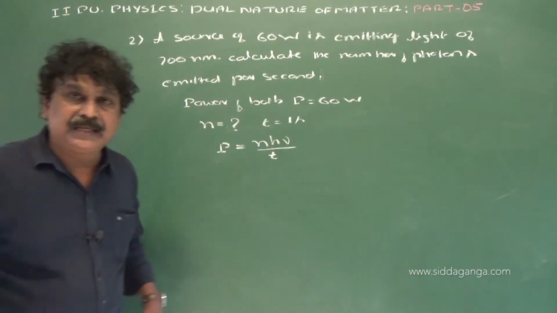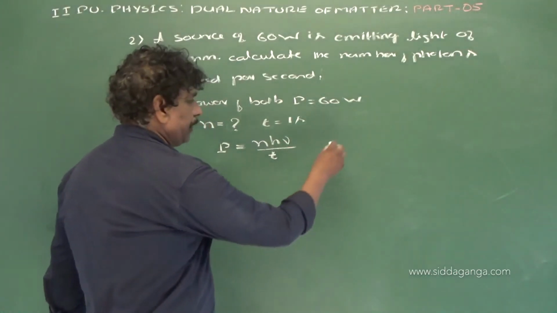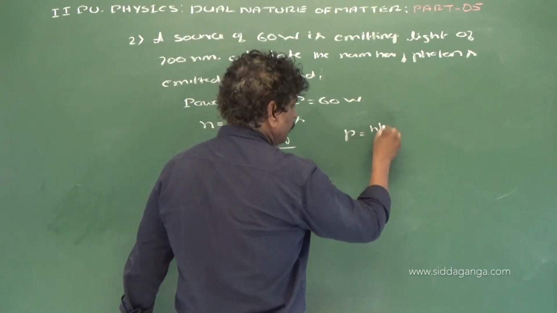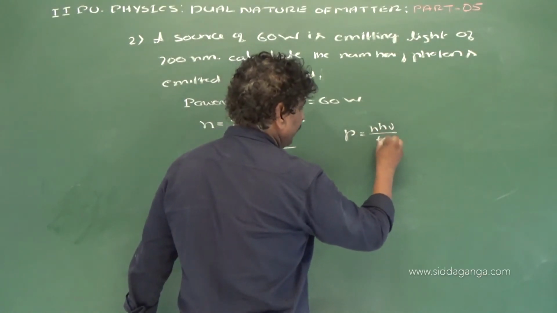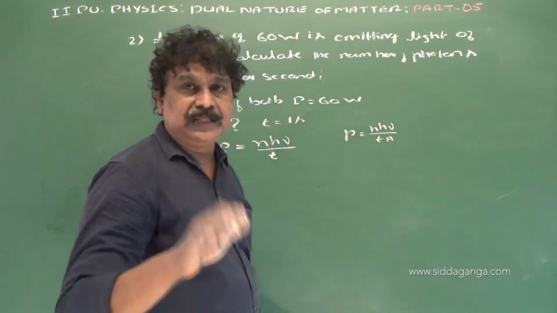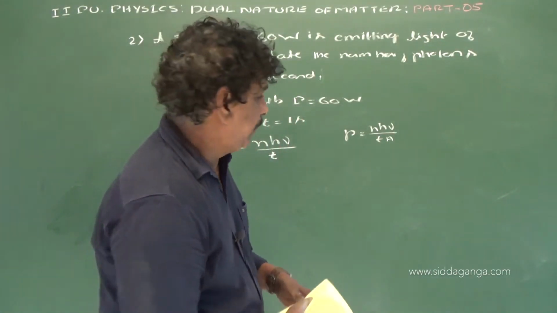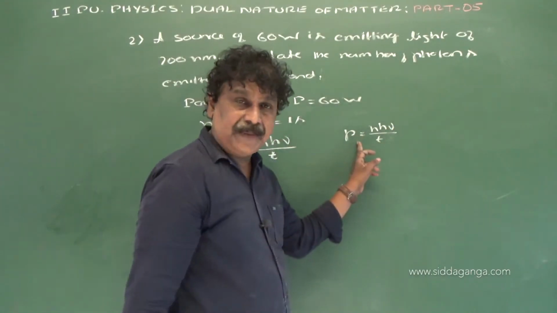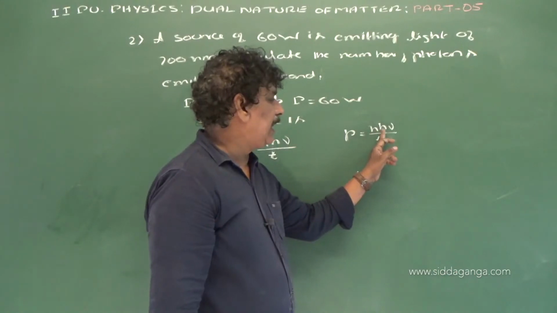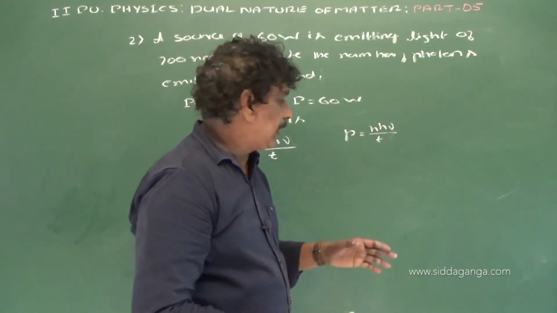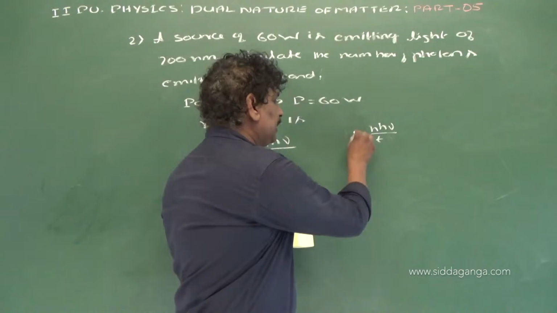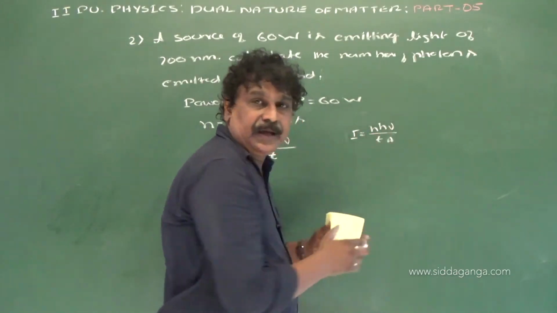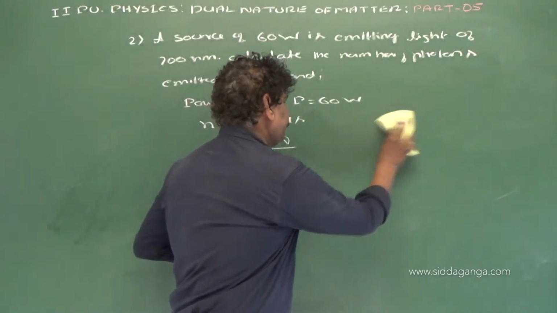In the previous one, I had written power P is equal to N h nu by T A, but actually that is intensity. You make a correction, it is not A. P is equal to N h nu by T, but intensity I is equal to N h nu by T A. You make a correction there.